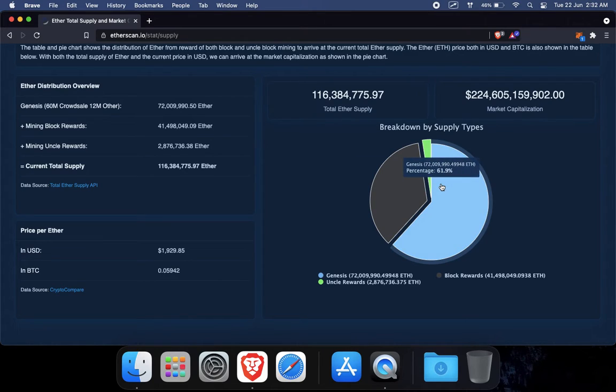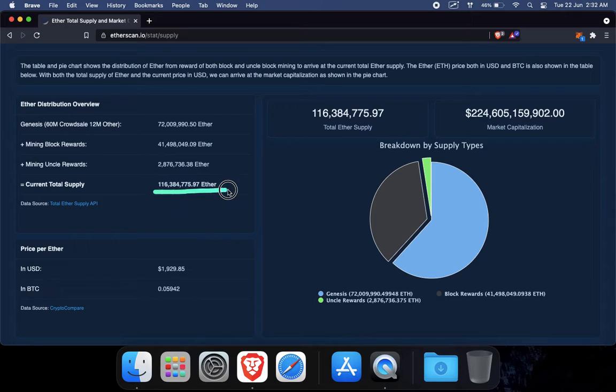community, and that holds about 61% of all the Ethereum that has been created so far. Block rewards are 35% of the entire Ethereum network. So the Genesis rewards don't change, right? That's going to be standard forever. That number is not going to change. But the mining block rewards can always increase, and then you get a little bit for uncle rewards as well. How much Ethereum is rewarded for uncle blocks, right?